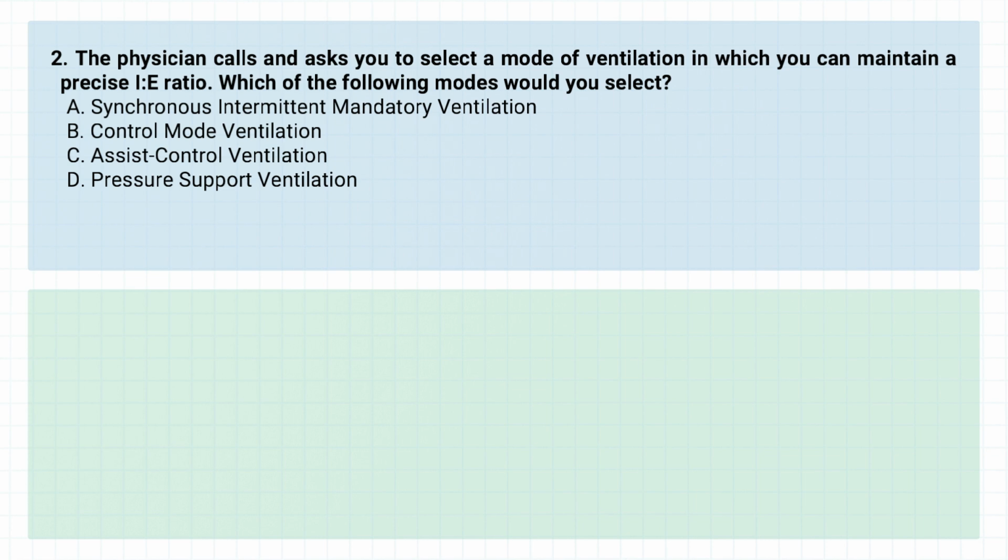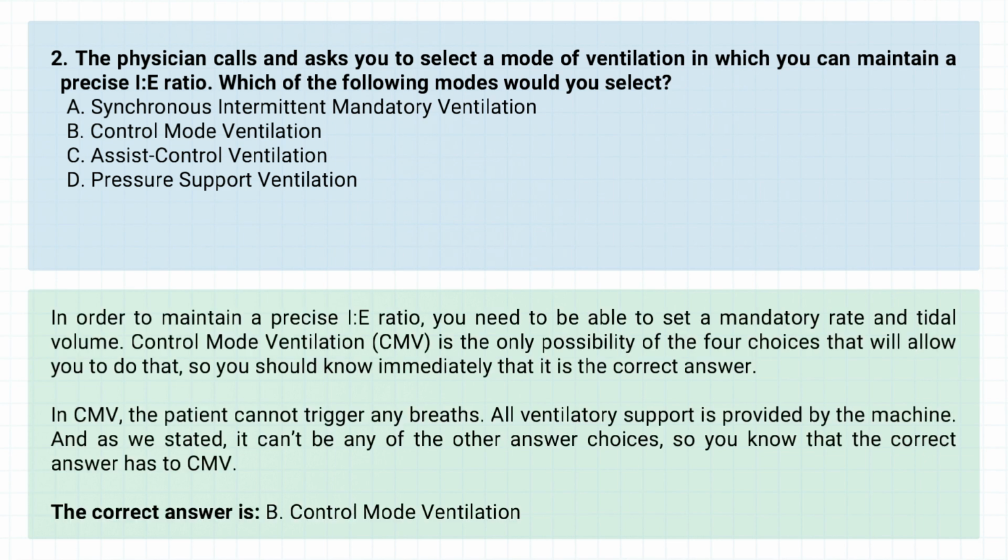Number 2. The physician calls and asks you to select a mode of ventilation in which you can maintain a precise I-E ratio. Which of the following modes would you select? A. Synchronous intermittent mandatory ventilation. B. Control mode ventilation. C. Assist control ventilation. D. Pressure support ventilation. The correct answer is B.